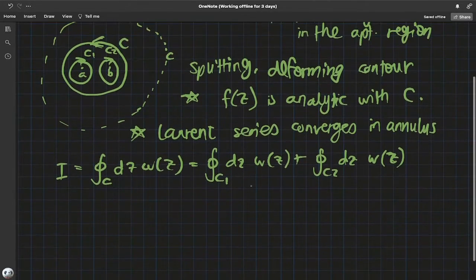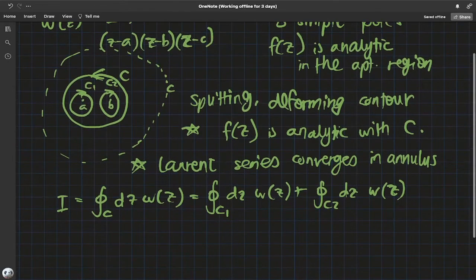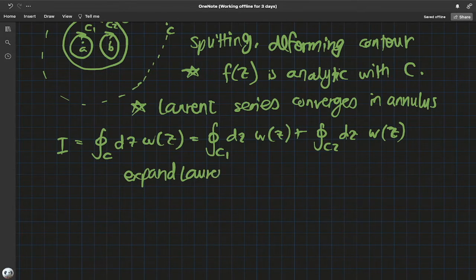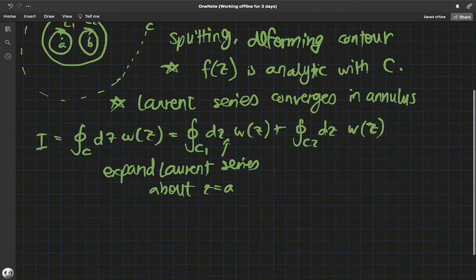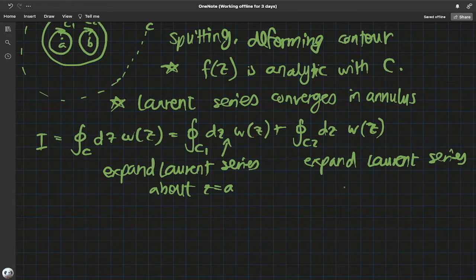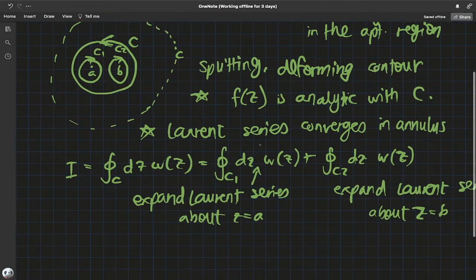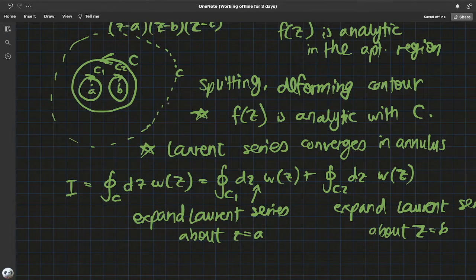Okay, so if you find the contour integral around C1, you're going to have to expand the Laurent series about z equals a for the first one, and for the second one you should expand the Laurent series about z equals b, because those are the only poles that are enclosed. After we deform the contour, our focus diverts into smaller pieces.